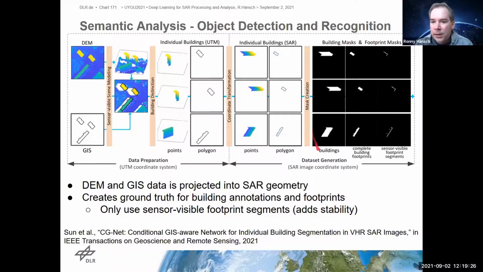And by this, they can produce different masks of the building area, including the layover, but also only the footprint, right? And they also experimented by only using the part of the footprint that can actually be seen by the sensor, right? So the back part can't be seen by the sensor. So they use this as labels, but also as input information for the neural network.